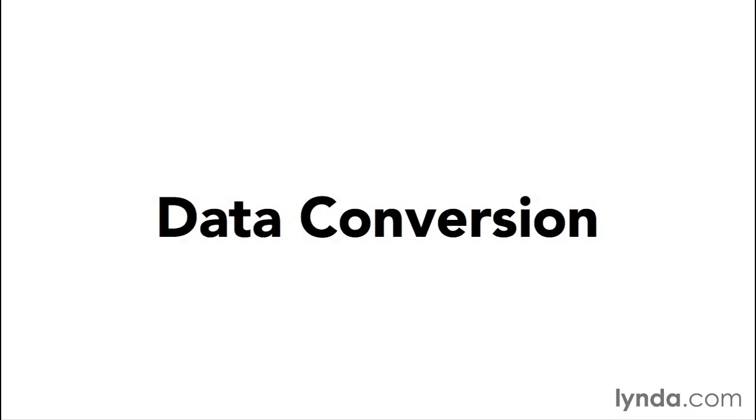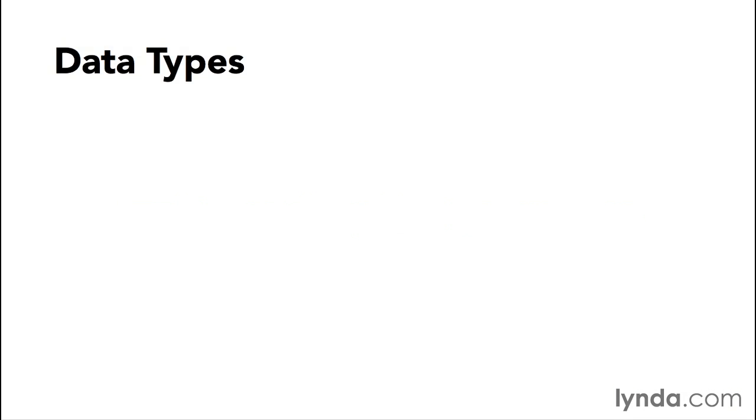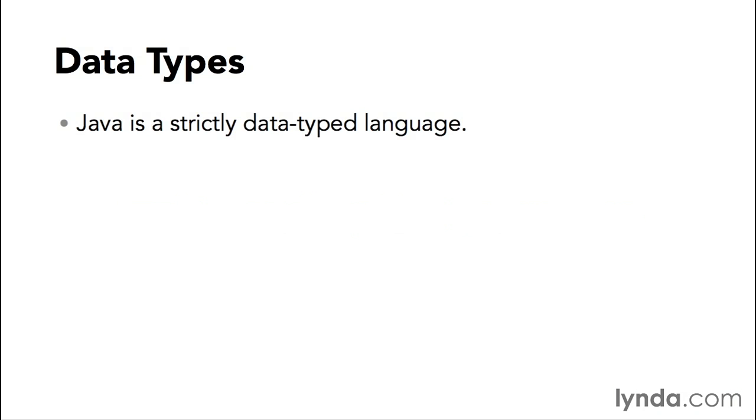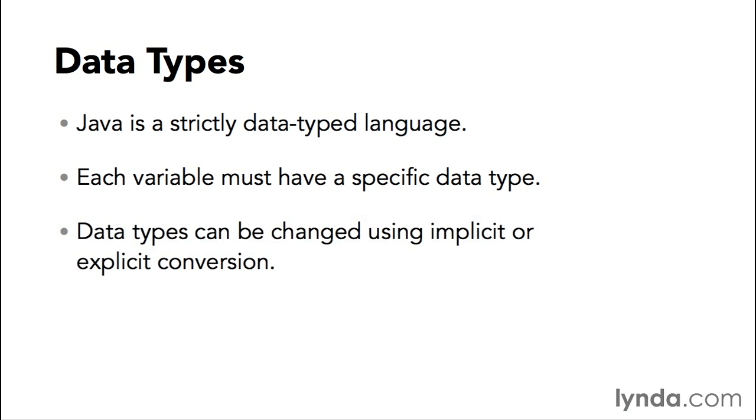Sometimes it is necessary to change the data type of a variable. There are two ways to accomplish this change, using implicit and explicit data conversion. Although we already talked about the fact that Java is a strictly data type language and it is really important to declare each variable with a specific data type, the type of data stored at that variable name can be changed both temporarily and permanently using something called implicit and explicit conversion.